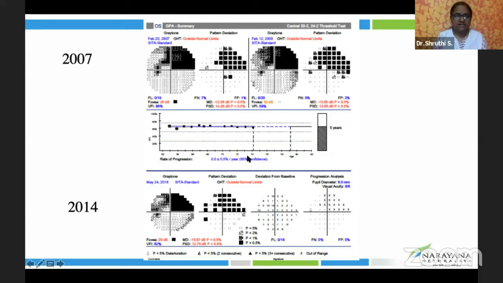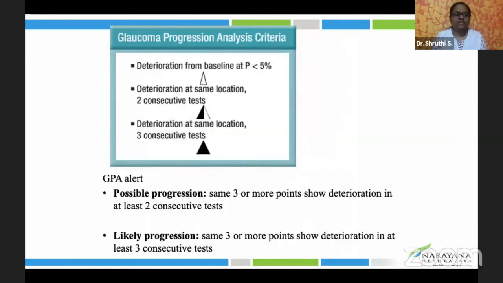This is an ideal glaucoma patient which everyone will want to have, but we are not that fortunate because glaucoma is different in different people. So the GPA summary and the follow-up examination.